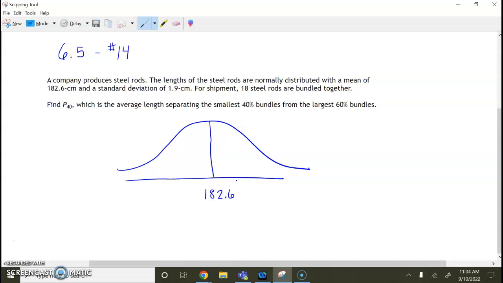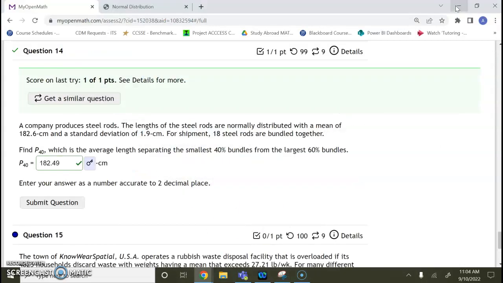We want to find the 40th percentile, which is the average length separating the smallest 40% of the bundles from the largest 60%. So with the percentile, we have some x, some value that cuts off 0.4, or 40%, below from the largest 60% above. We're looking for that cutoff value. When we're given a percentile question, we know we need to go to the inverse calculator.